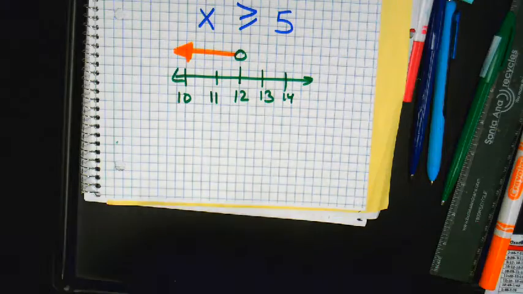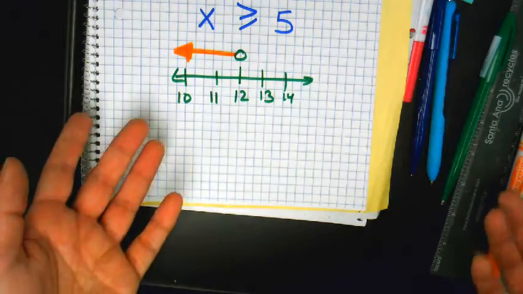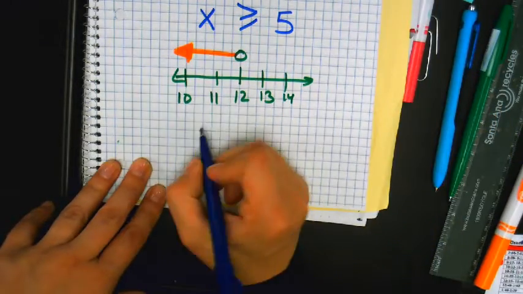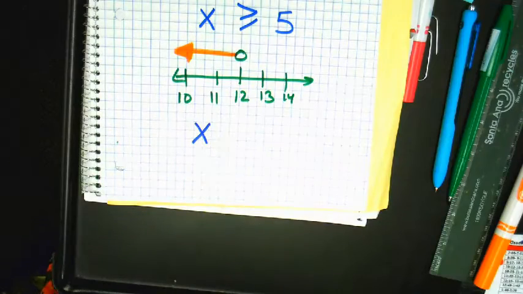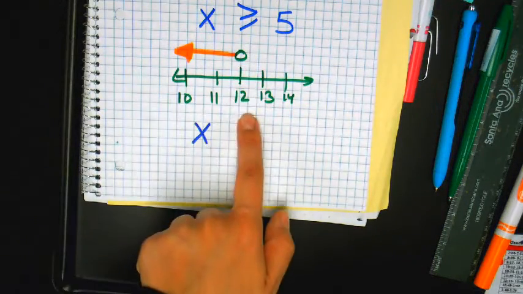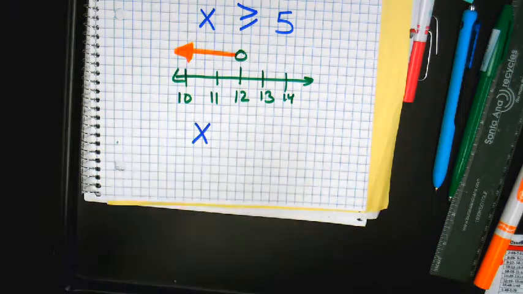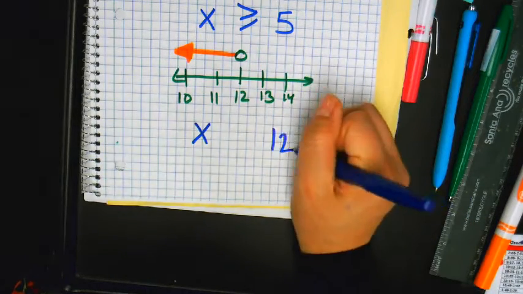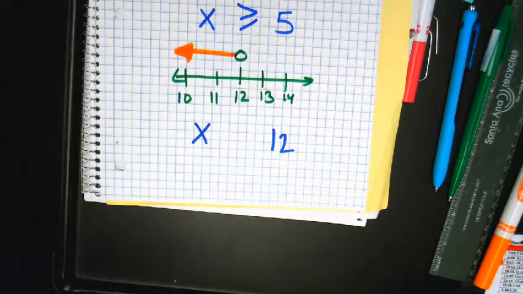Okay. What do we start with? X. Thank you. Okay. What's the number that I use? 12. So wherever the circle is, that's the number. Not the number in the middle, not the first number, not the last number, where the circle is. 12. All right. Which way is this pointing to?